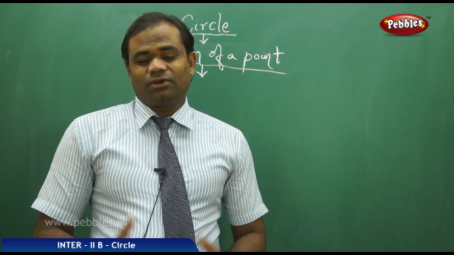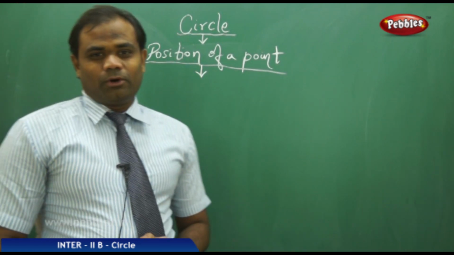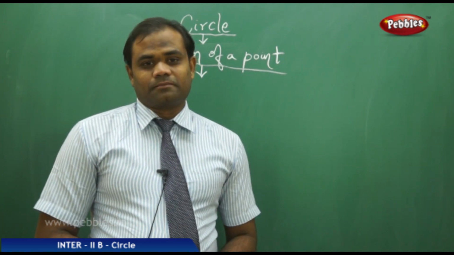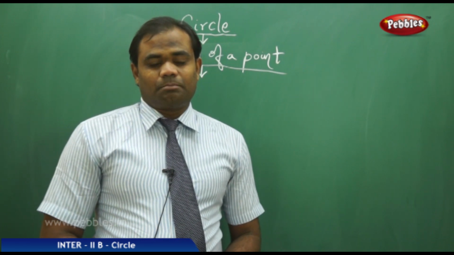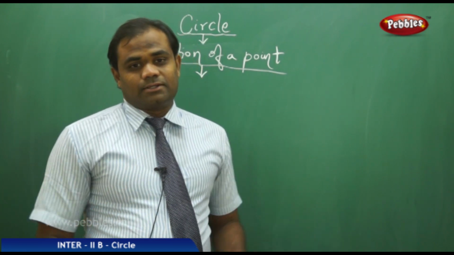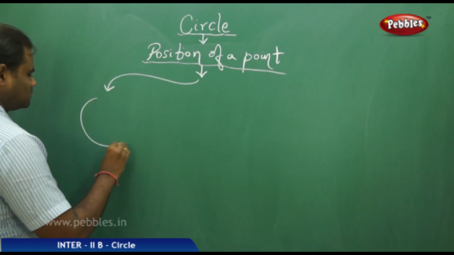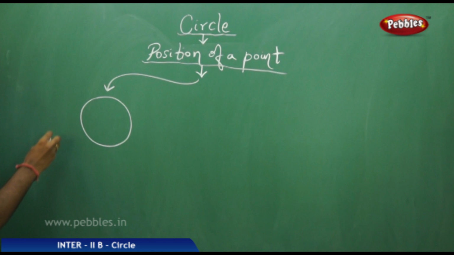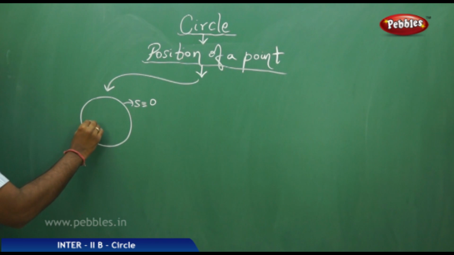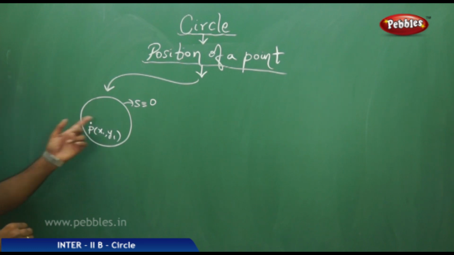Now let's see the position of a point with respect to a circle. When I discuss the position of a point, there are three different cases through which we understand it. The three different cases are that a point can lie inside the circle, on the circle, or outside the circle. If this is the circle S equal to 0, then one possibility is that the point x1, y1 may lie inside the circle.